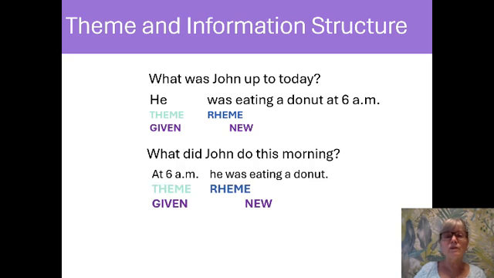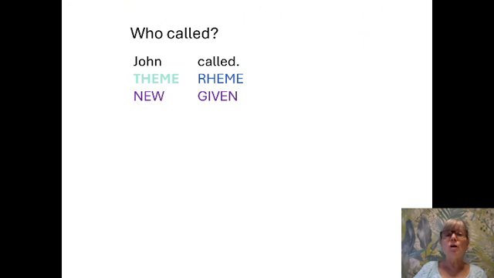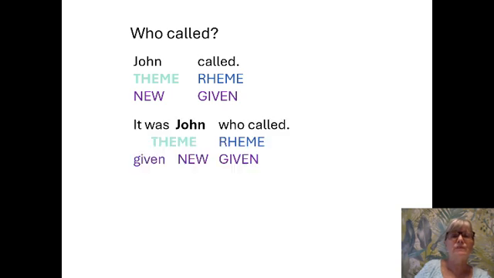What did John do this morning? Well, it's 6 a.m., so that refers to this morning, right? He was eating a donut. So again, we have given and new. Who called? John called. Now, in English, we have to put the subject before the verb. It's interesting, in Spanish, you could say, quién llamó, llamó Juan. In English, we can't do that, so we can't always align our theme with given and our rheme with new.